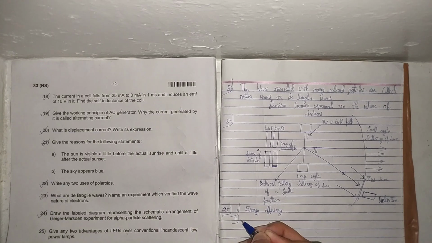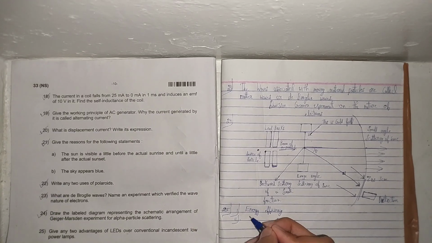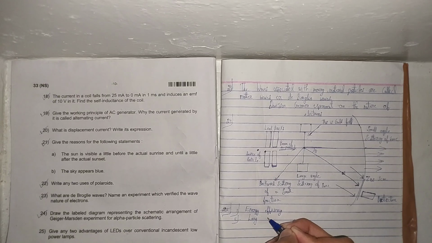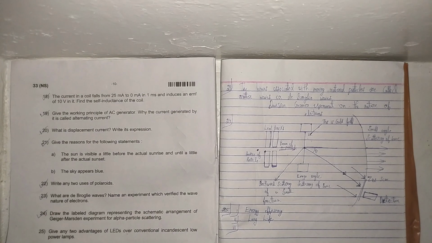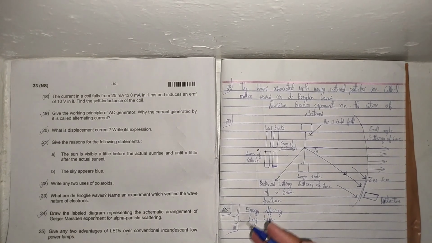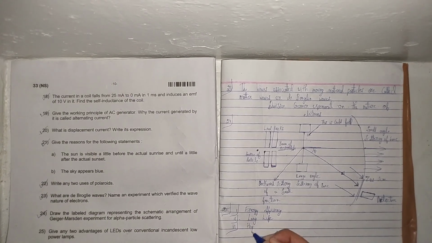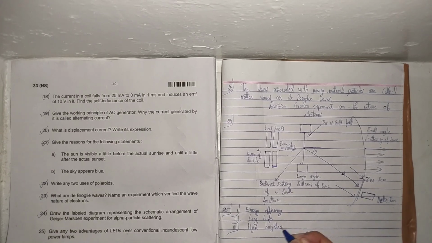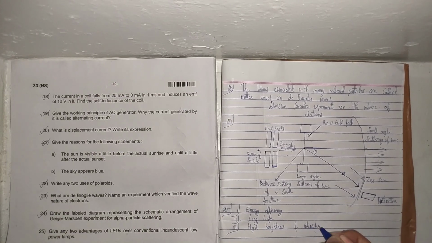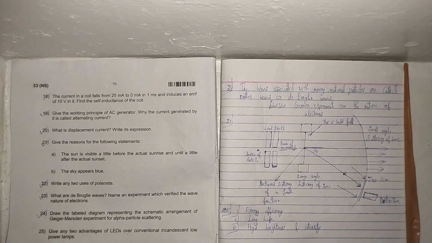The second advantage is it has a long life. And the third one, let us write 3. They asked for 2, but let us write 3. It is high brightness and intensity, and there are many options. Many other advantages are also there. They asked only for 2, so I have written one extra.